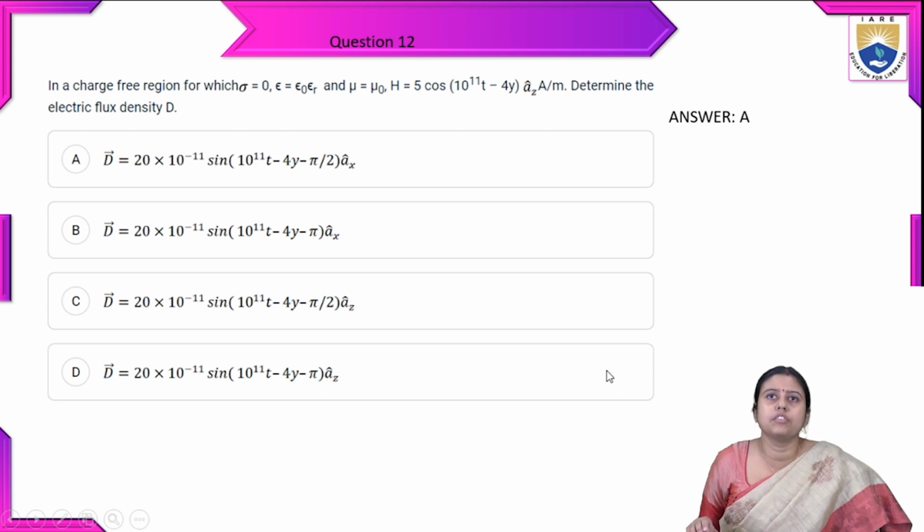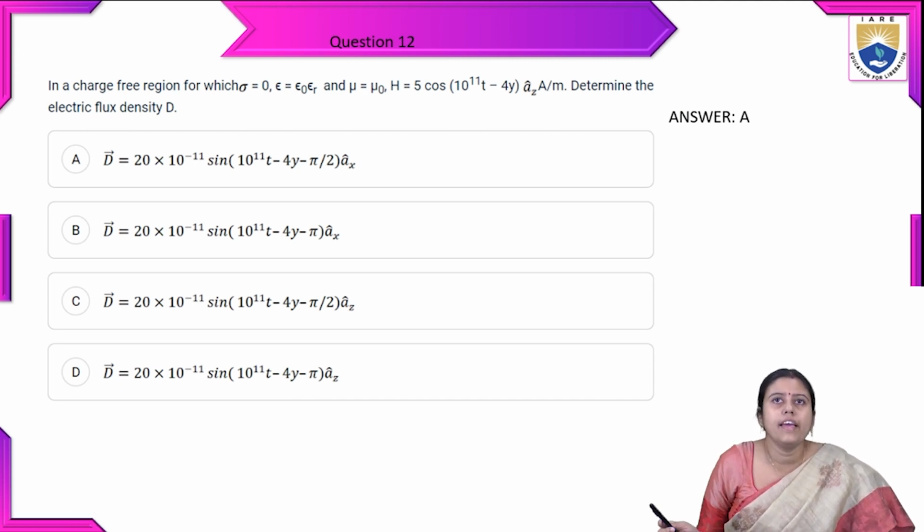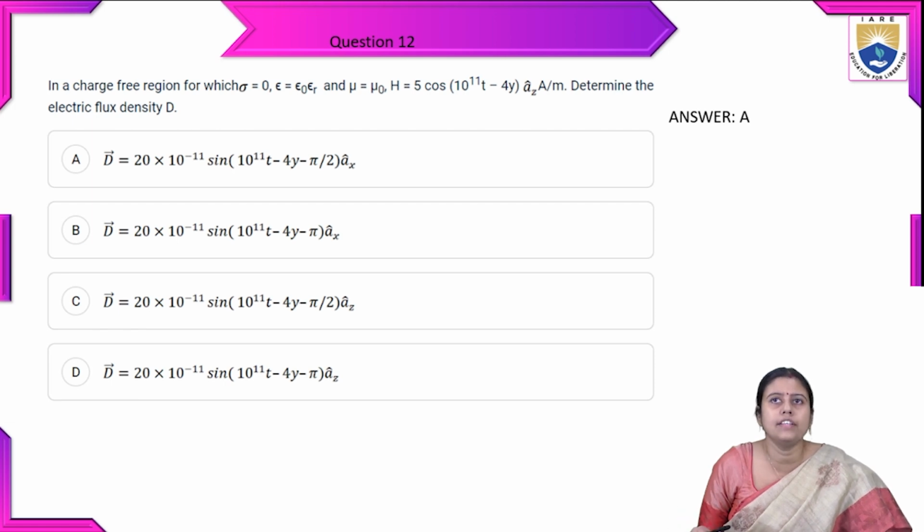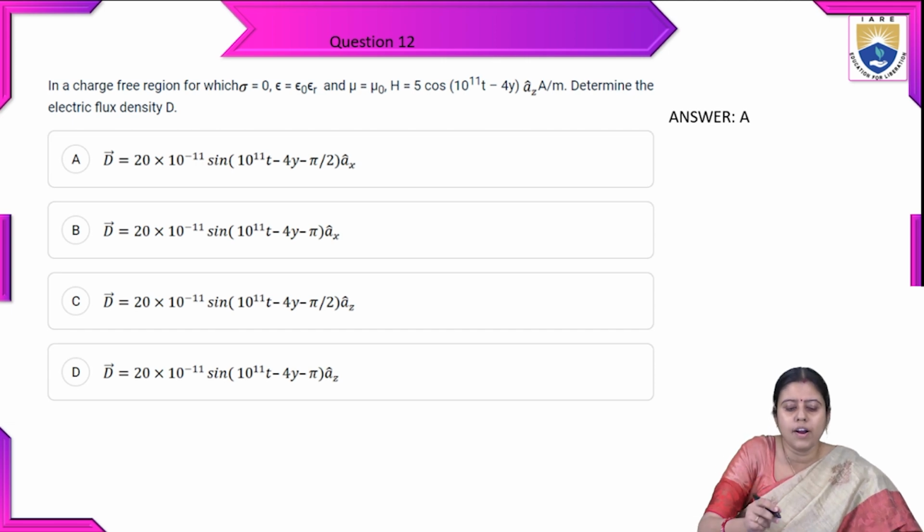Now we are moving to question number 12. In a free region, sigma is equal to 0, epsilon is equal to epsilon naught into epsilon r, mu is equal to mu naught. H is equal to 5 cos of 10 to the power 11 t minus 4 y az. Determine the flux density D. So here the value of H is given. How to get the value of D? So what are the steps?